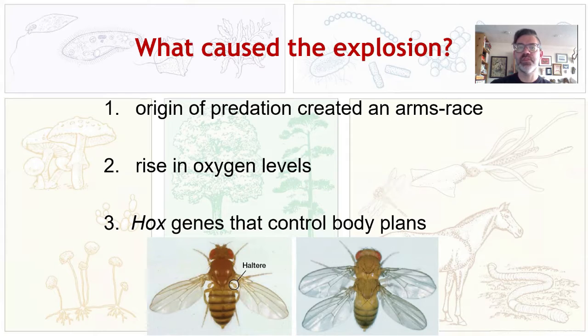Lastly, we believe that animals evolved special genes during this time that were master controls of other genes. These are called Hox genes. An example is a gene that controls wing development in insects.